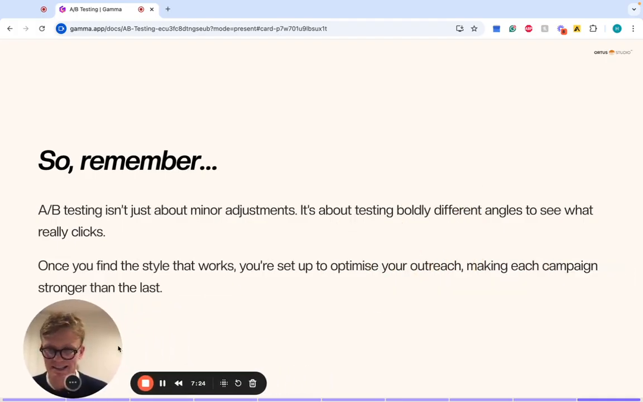I hope that's clear. As I said, I don't want to ramble on too much, but essentially A/B testing isn't just about minor tweaks. It's about testing boldly different angles to see what really clicks. Once you find the style that works, you're going to be set to optimize your outreach, making each campaign stronger than the last.